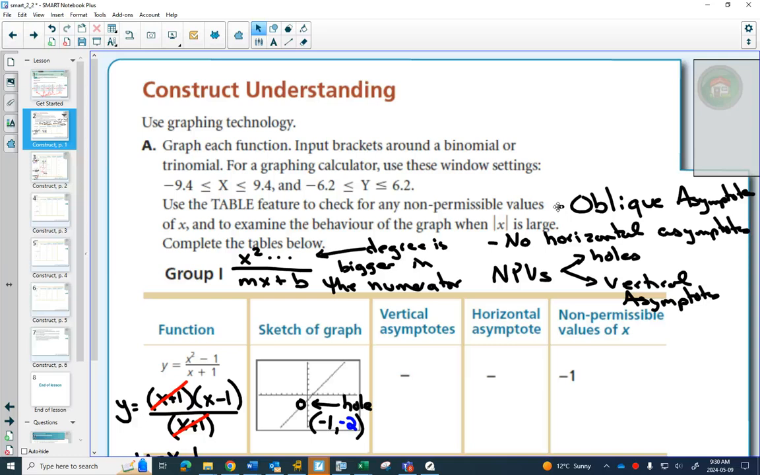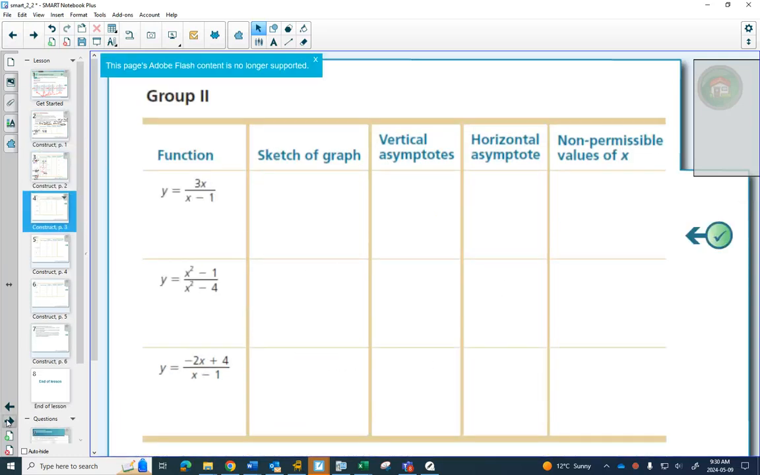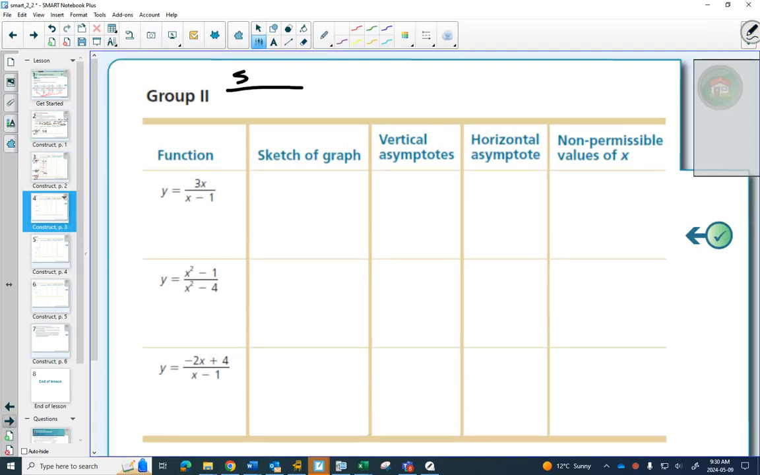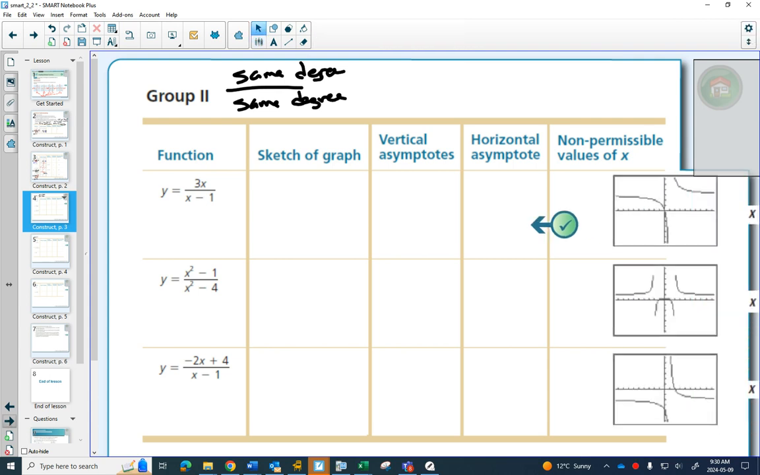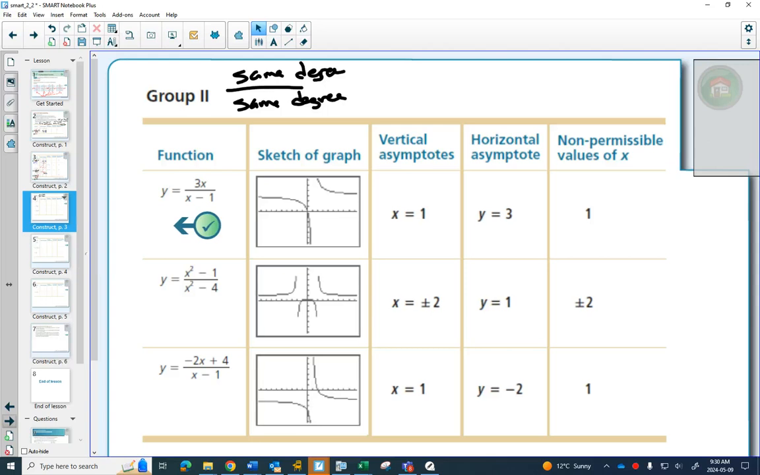Right now, we're looking at 3 different groups as to 3 different patterns of questions. Pattern 1 is when the degree is bigger in the top, like an x squared on the top and an x on the bottom. Pattern number 2. What happens when you have the same degree on the top and the bottom?